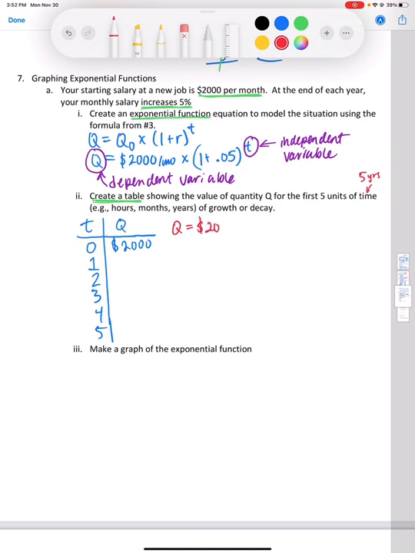At the first year, we have t equal to 1. And so we want to show what Q is. So we take our $2,000, multiply by 1.05. We get $2,100. So this is going to be $2,100.